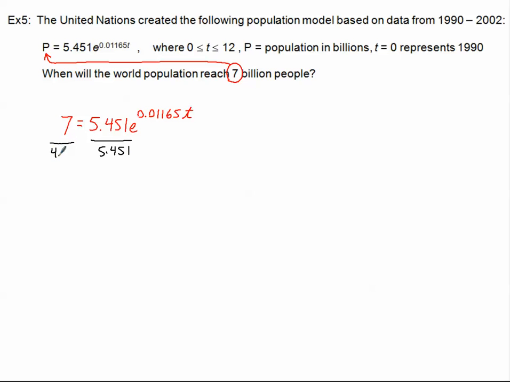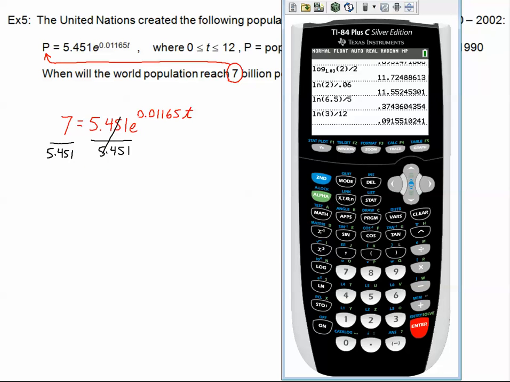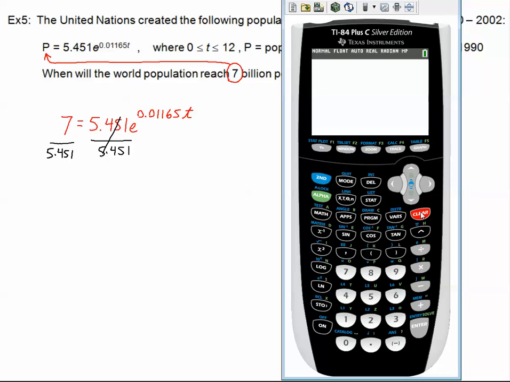So let's divide by 5.451. Whoosh. And I don't know what that number is, so I'm going to plug that into the calculator. I've got 7 divided by 5.451. Yikes, I'm not able to read this number correctly.